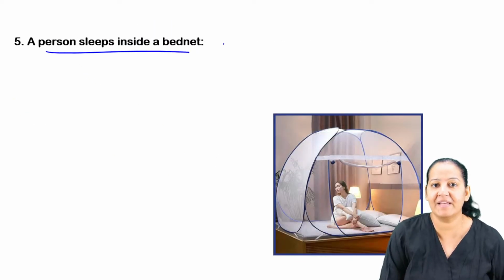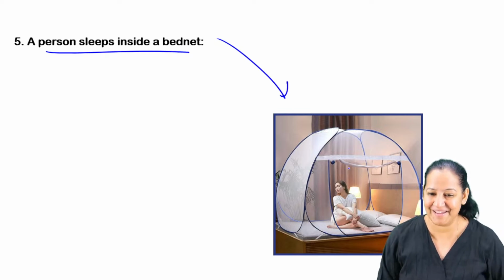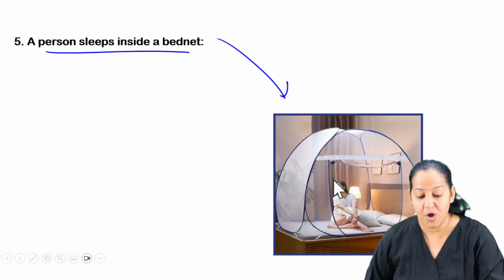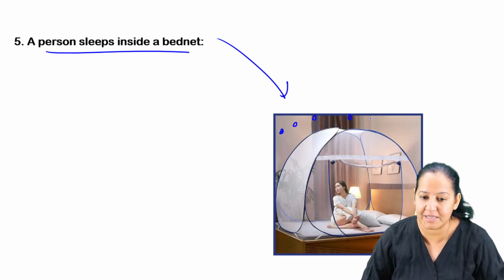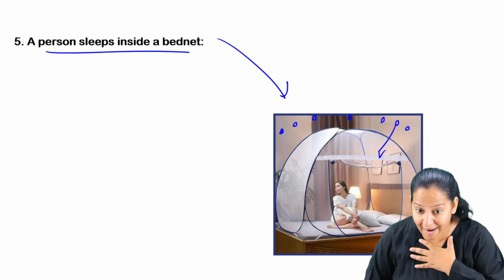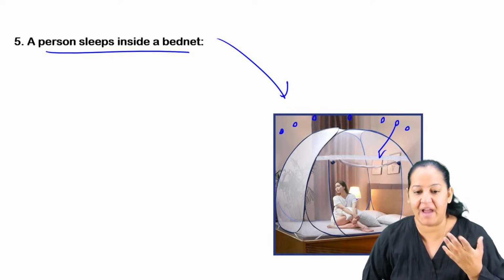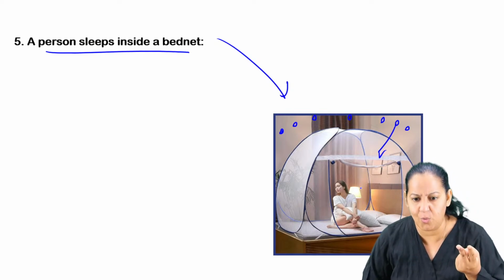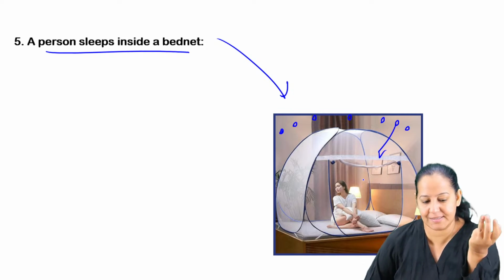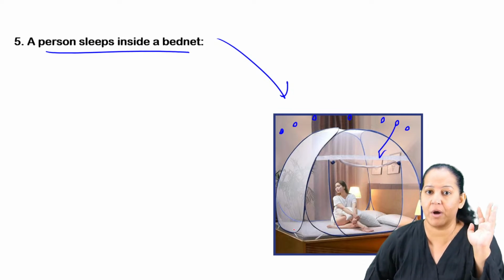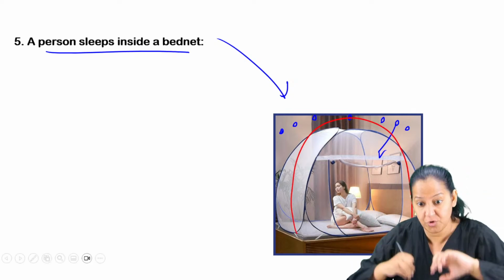The person is sleeping inside a bed net. Suppose I'm sleeping inside a bed net. Why am I sleeping inside the bed net? Because there may be many mosquitoes at my home. I want that mosquito shouldn't bite me, because if the mosquito bites me, I can have malaria, I can have dengue, I can have all the mosquito-borne diseases. Mosquito-borne diseases are many. So I want to prevent myself. So I am using a bed net so that the mosquito does not bite me.